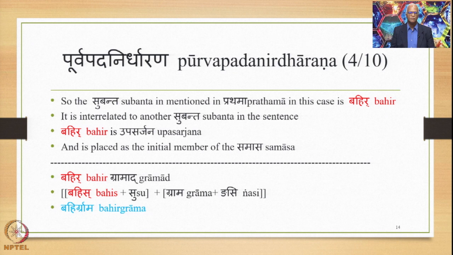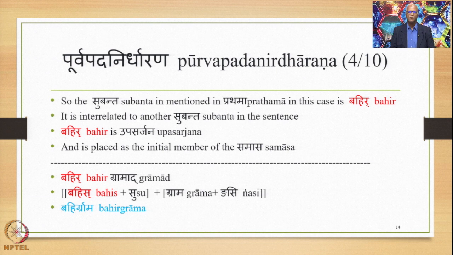it is interrelated to the other subanta in the sentence. So bahir is termed as upasarjana and then it is placed as the initial member of the samasa. So when we have bahir gramat, we then place the word bahir as the initial member of the samasa. And so we'll say bahis plus su plus grama plus ngasi.